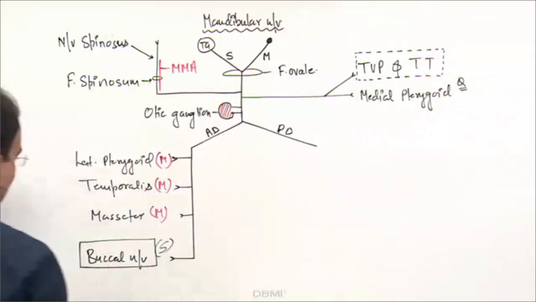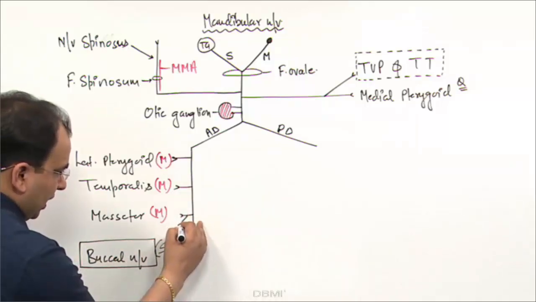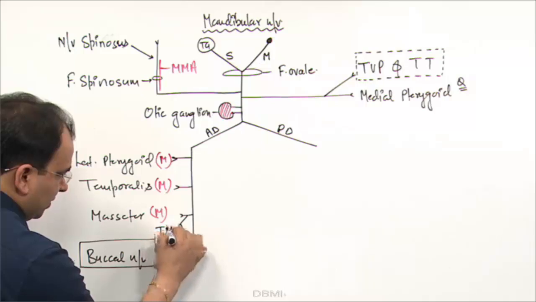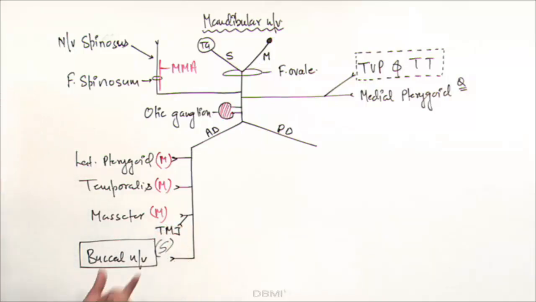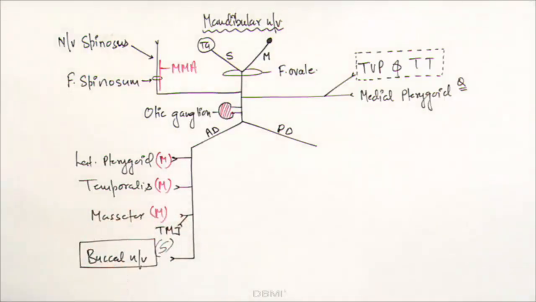Please also note that the nerve which is supplying masseter also supplies TMJ. The temporomandibular joint is supplied by the masseteric nerve. The nerve supplying the masseter muscle also supplies TMJ.